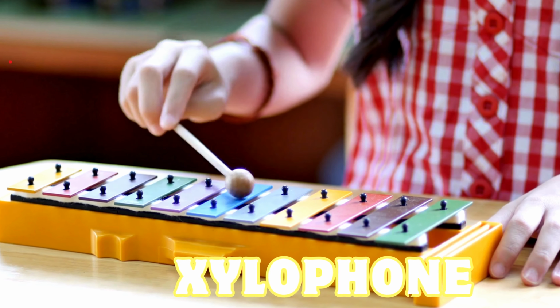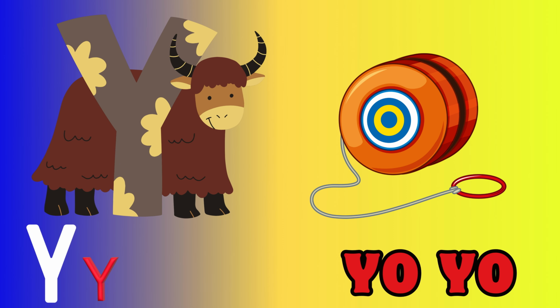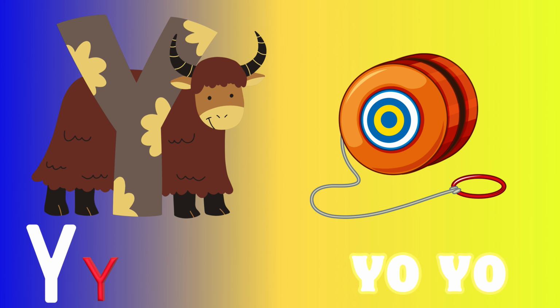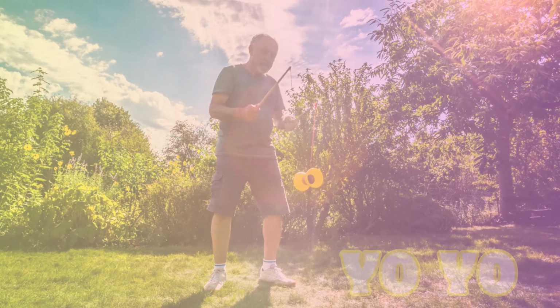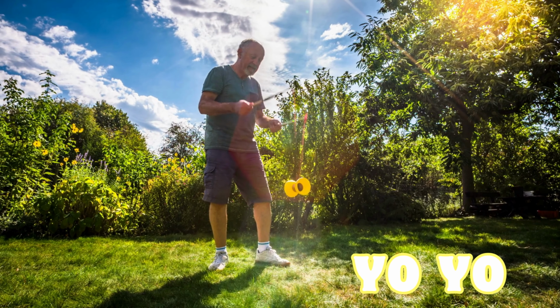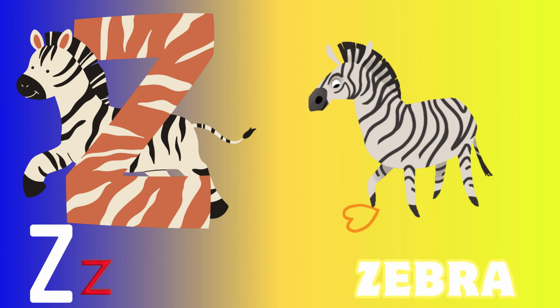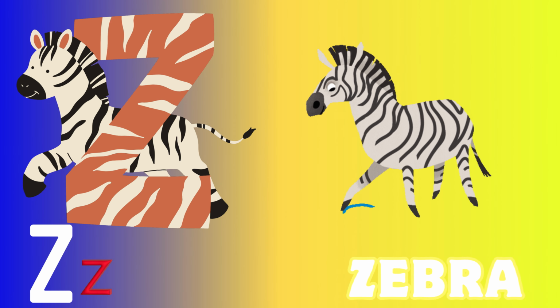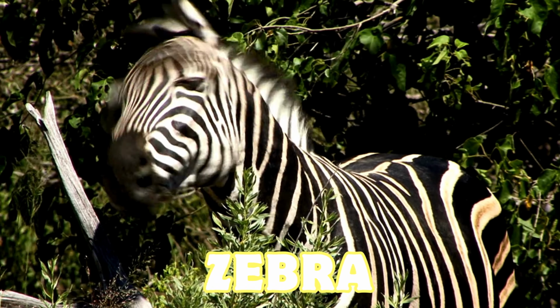X, xylophone. Y is for yo-yo. Yo-yo, yo-yo. Z is for zebra. Zebra, zebra.